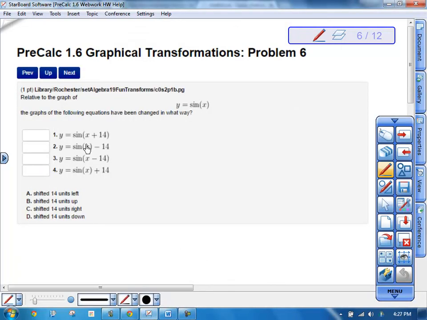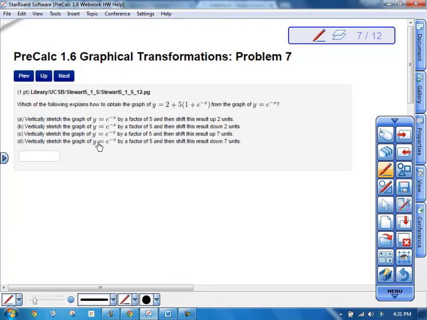Okay, this is just a sine function. If we add 14, that moves it left 14 units, that'd be a. If we subtract 14 outside, that moves it down 14 units, that'd be d. If we subtract 14 from x, that moves it to the right 14 units, that'd be c. The one on the left is b.